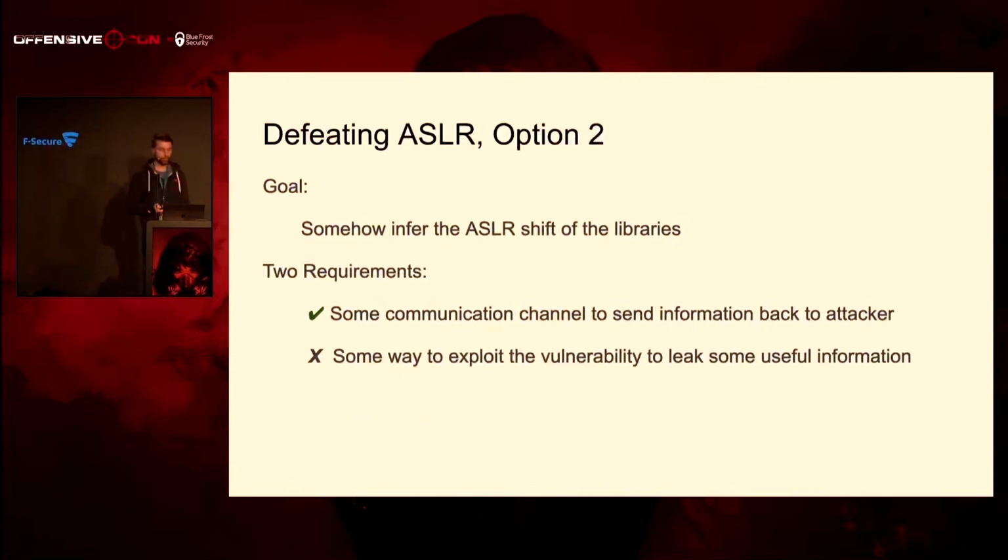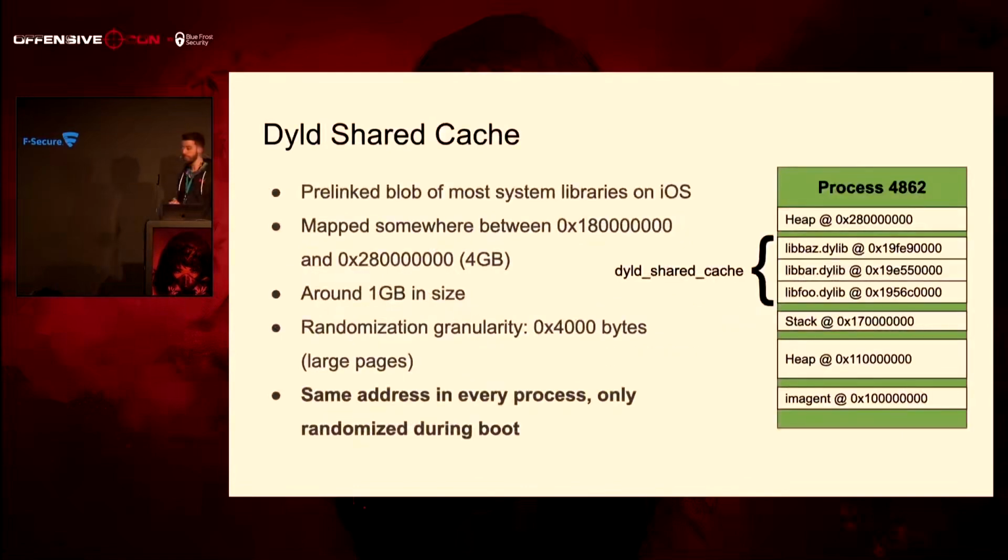Let's go to exploitation. Before we do that, some iOS internals. There's this thing called the dyld shared cache. The idea is you take the majority of system libraries and you pre-link them into one gigantic binary blob, which is around 1 GB in size, so it's pretty gigantic, and that is shared and mapped in all user space processes on iOS. And there's three things about this that are very interesting.